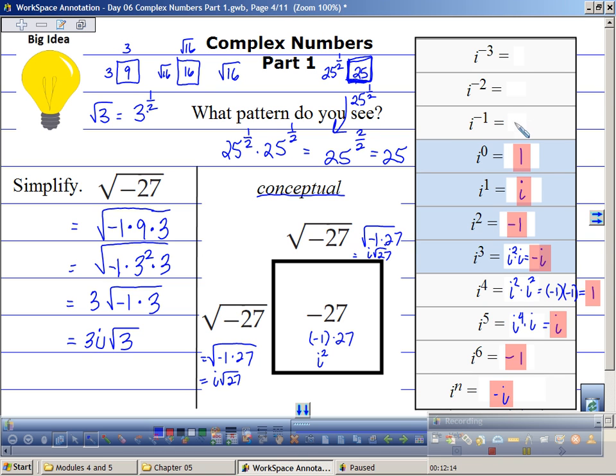What's this one going to be? You should be able to look at it. How do I know it's -i? Follows the same pattern. Look, I'm just going backwards. So if this is -i, what's this one? -1, and what's this one? i, -1, -i. 1, i, -1, -i.